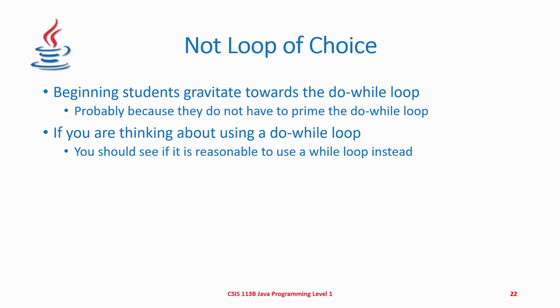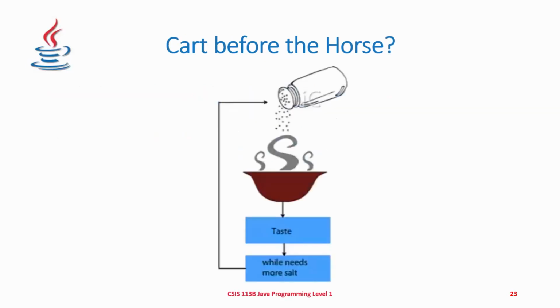In fact, the do-while loop is, as we see here, not the loop of choice. Beginning students tend to want to gravitate to the do-while loop. It's assumed that this is probably because they don't have the wherewithal to prime their loops properly. So if you're thinking about using a do-while loop, you should see if it is reasonable to instead use a while loop. And here's why.